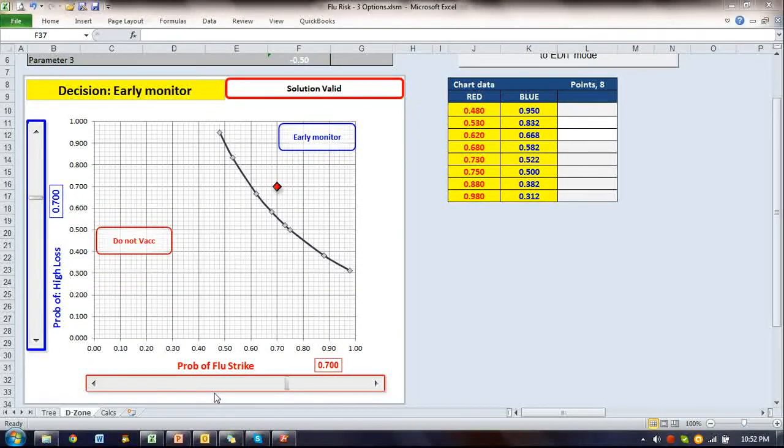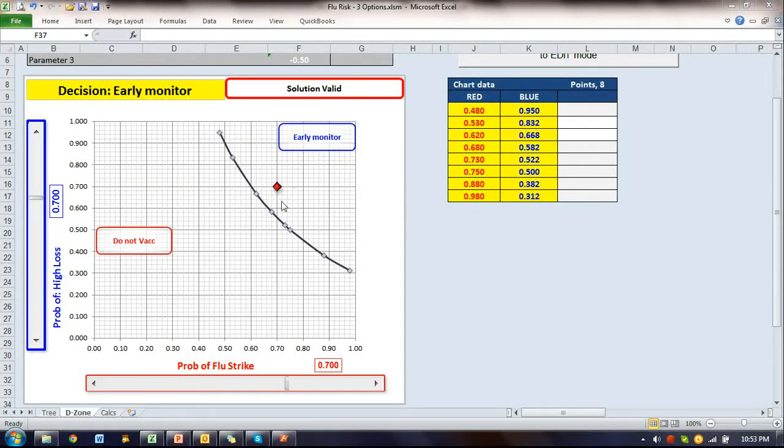The horizontal axis represents the probability of flu striking, and the vertical axis in this case represents the probability of high losses. The map is divided into 2 segments by this demarcation line. Above the line, the recommendation is early monitoring, and below the line, the recommendation is do not vaccinate. Since we have the diamond pointer in the early monitoring segment, the recommendation is to early monitor.